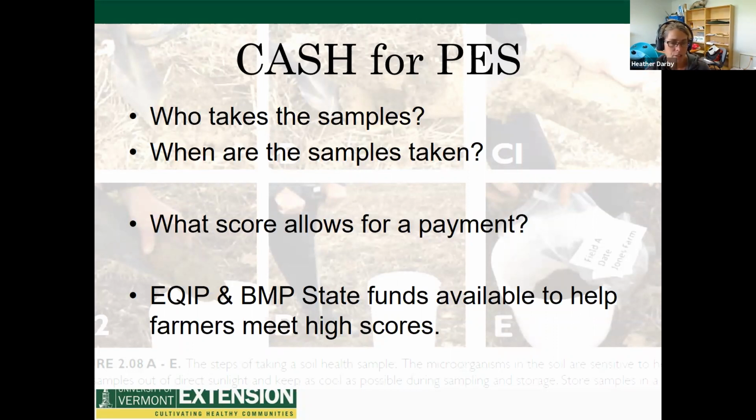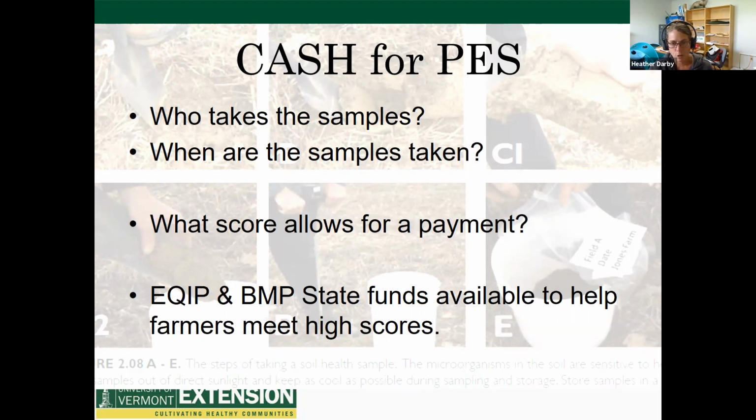So really the conversation should be around, when do we think the soil is healthy enough that we're achieving the outcomes that we want? And so what score is that? Does it have to be high in every category for us to make a payment? And if they're not, then they're basically accessing other funds to be able to get there, okay?